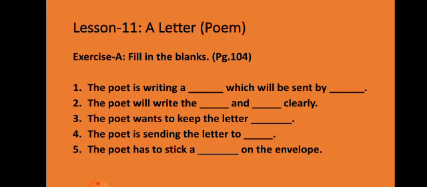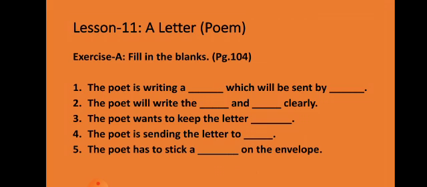The poet will write the dash and dash clearly. What is he going to write? The parts of the letter very clearly. The date and the address. Number 3, the poet wants to keep the letter neat, or you can say neatly. Number 4, the poet is sending the letter to her mother.